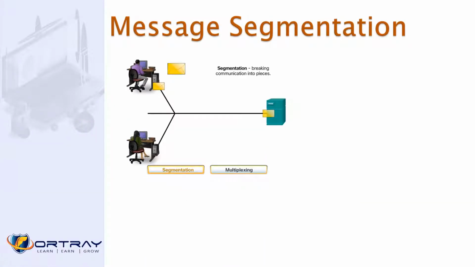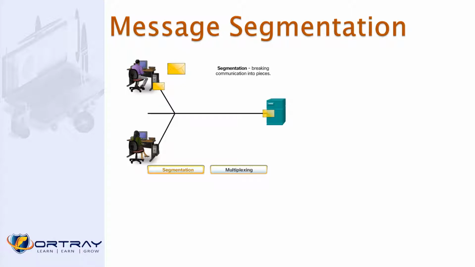Message segmentation. So what is segmentation? Breaking the communication into pieces. That is called segmentation. At layer four, for example, the transport layer, if a message is too big, they segment it. They chop it into small pieces. The sender will chop them, and then the receiver will reassemble them again in the order they are received.